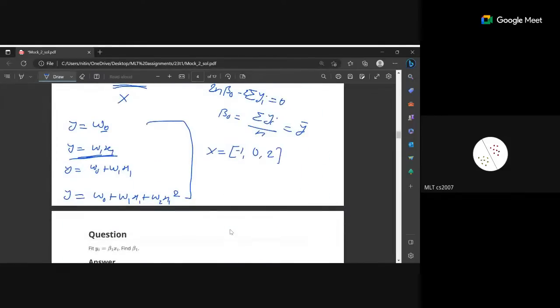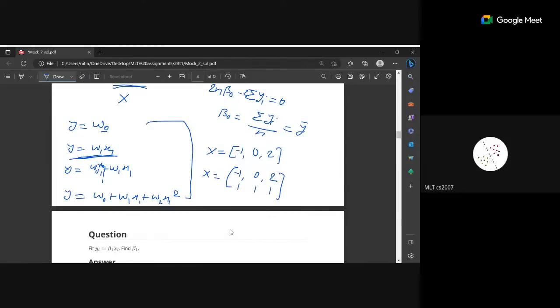Now, what about in this case? You just think of it as x0, where x0 is always 1, right? So you have added a dummy feature. In this case, x will become -1, 0, 2, and this dummy feature you will add. So this will be your data matrix in this case, right? Because you have added a dummy feature, you are learning the intercept as well.